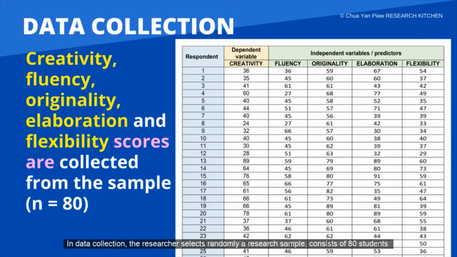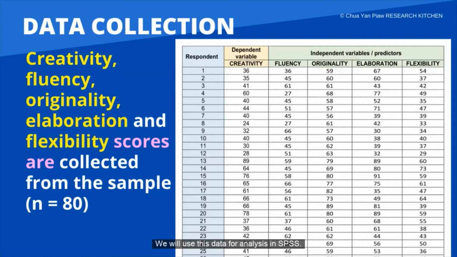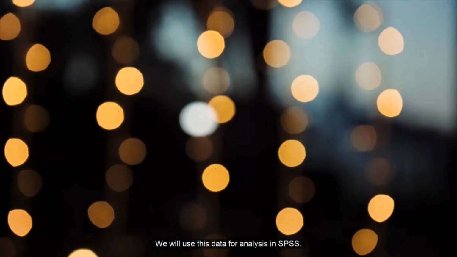In data collections, the researchers select randomly a research sample consists of 80 students from a psychology postgraduate student population in a university. By using psychological tests, he collects creativity, fluency, originality, elaboration, and flexibility scores from the research sample. We will use this data for data analysis in SPSS.